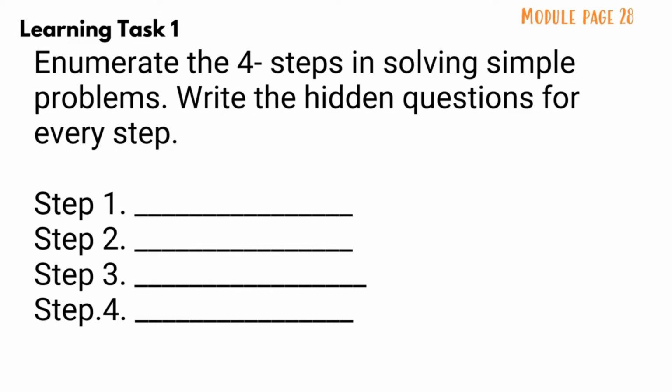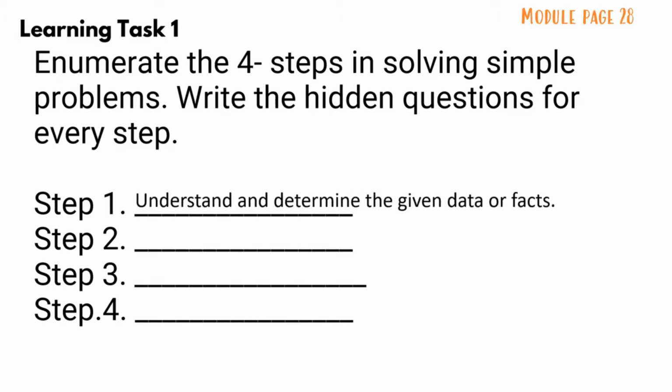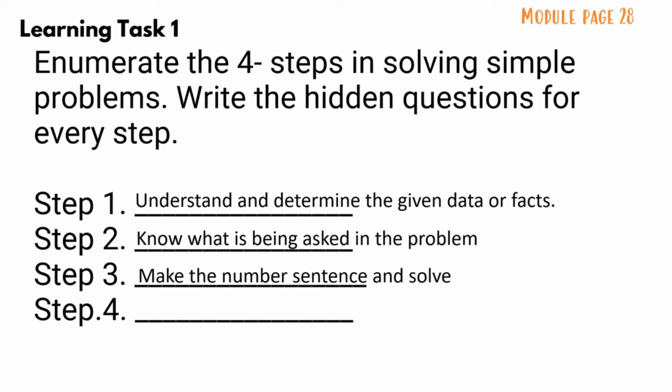For step number 1, we have to understand and determine the given data or facts in the given word problem. Step number 2 is to plan or know what is being asked in the problem. Step number 3 is the solution, or to make the number sentence and solve. Lastly, step number 4 is to check if the answer satisfies the problem, or if your answer answers the given problem.